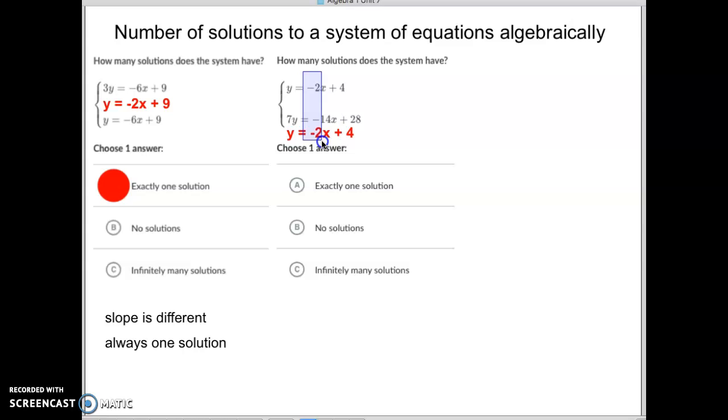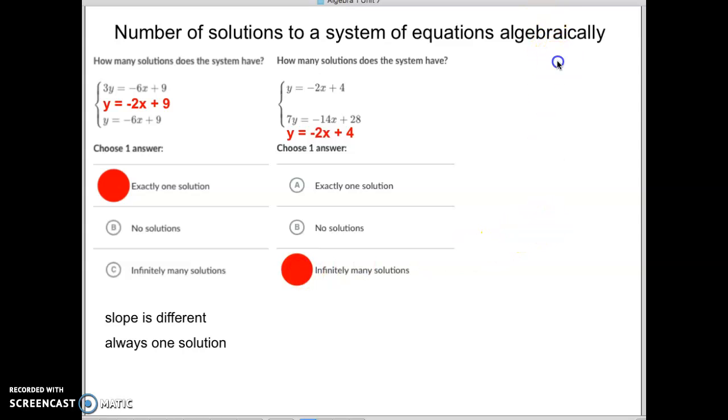Okay? If my slopes are the same, it's either going to mean that I have no solutions, that the two lines will never intersect, or it means I will have infinite solutions, meaning they are the exact same line and they have infinite solutions together, which means we now have to look at the y-intercept. And here you'll notice that the y-intercepts are the same. So if the slopes are the same and the y-intercepts are the same, then you know these two are exactly the same line. And when they're exactly the same line, it's infinite solutions.